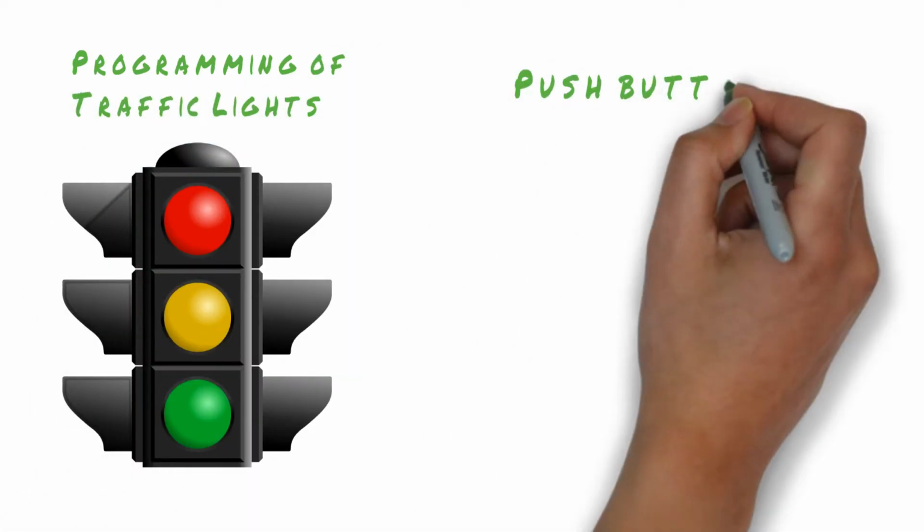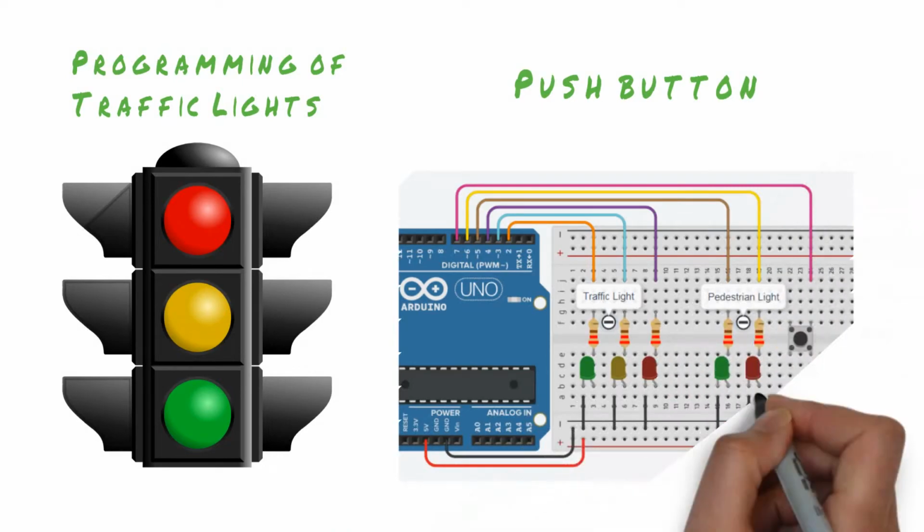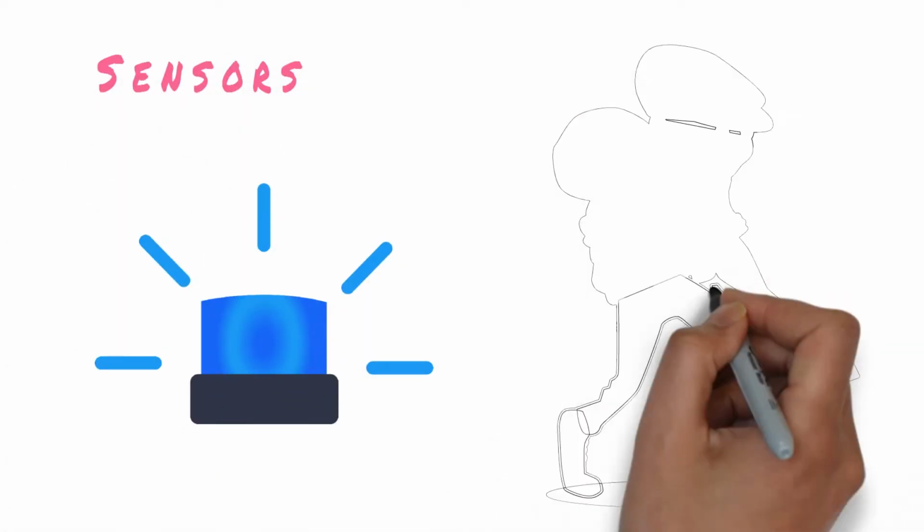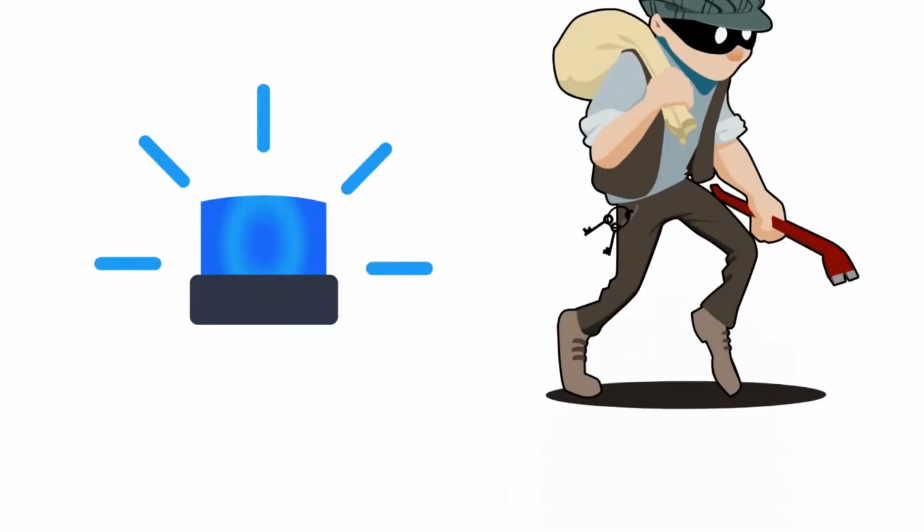Then we are going to learn what's a push button and how walk buttons work to help pedestrians across the road. And after that, we will understand what's a sensor, and we will make an alarm system that will inform us when a burglar entered the house.